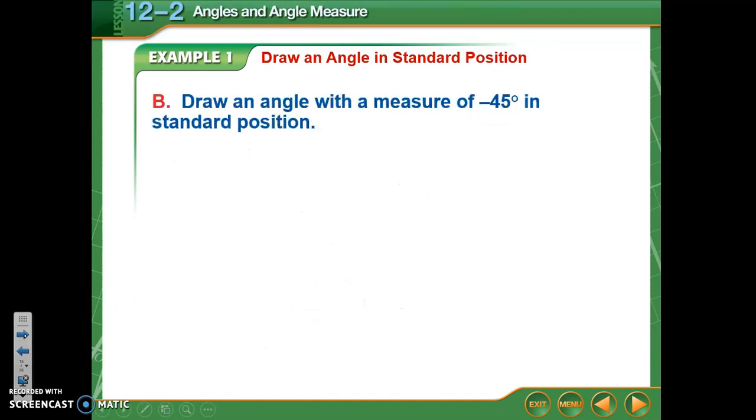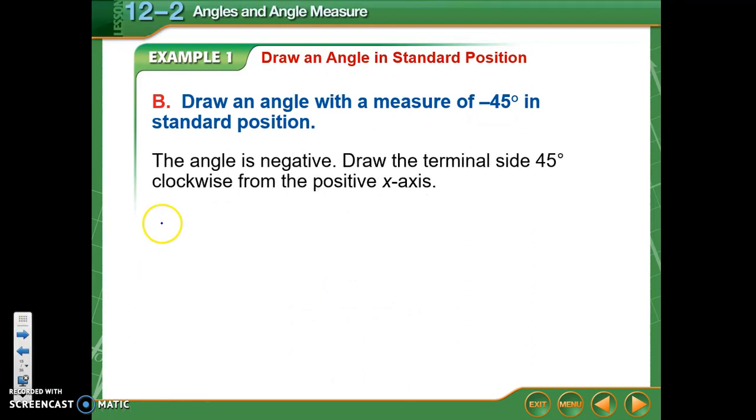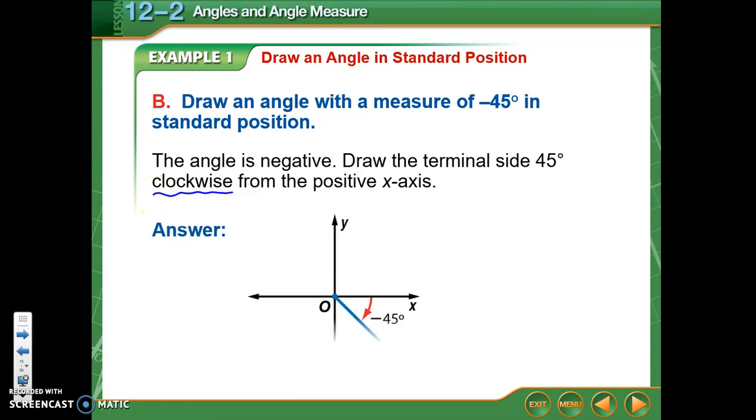All right, if I want to go negative 45 degrees, since I'm going negative, I have to go in the clockwise direction from the positive x-axis. So I start here, here's my initial side on the positive x-axis, and I go 45 degrees in the negative direction. It'll help to think of each quadrant as being 90 degrees, right? Remember that each quadrant is a right angle, 90 degrees, and so if I'm going 45 degrees in the negative direction, I have to go halfway through the fourth quadrant.